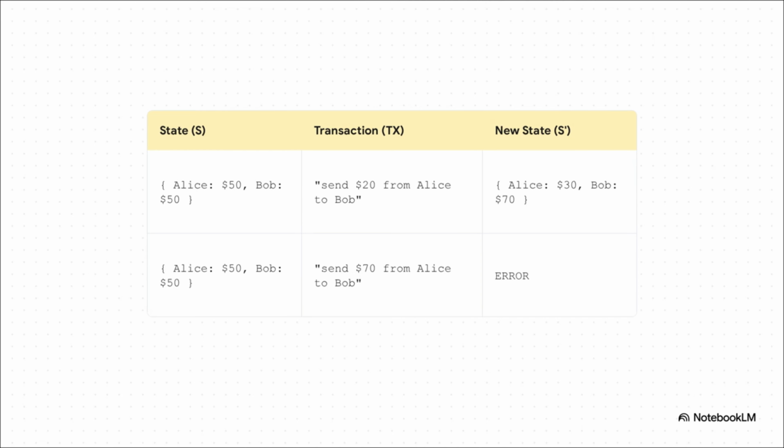And this table shows it perfectly. Look at that top row. The state is simple. Alice has $50, Bob has $50. The transaction is send 20 from Alice to Bob. The new state? Easy. Alice has 30, Bob has 70. But check out that second row. Alice tries to send $70, which she doesn't have. The system doesn't create a negative balance. It just says, nope, error. This simple, unbreakable rule is what keeps the entire thing secure.